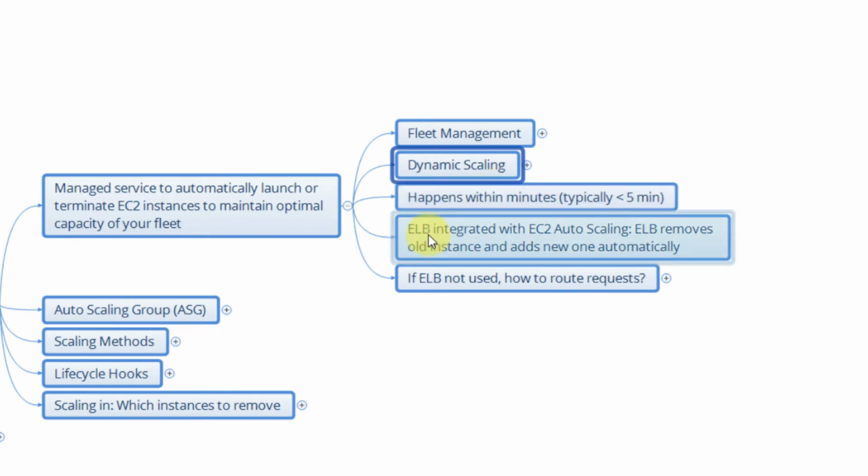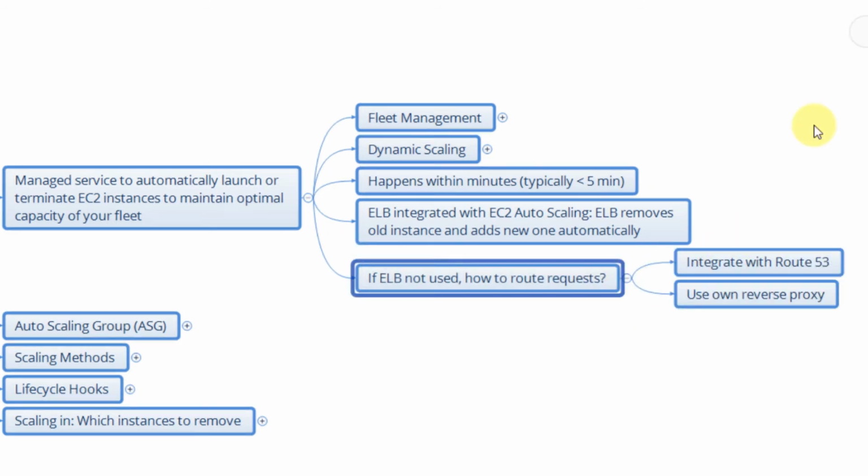If the elastic load balancer is used, it is integrated with EC2 auto scaling, which means ELB removes the old instance and adds the new one automatically. If you do not use the elastic load balancer, then how are requests routed to instances that are added and not routed to instances that are removed? Well, there are two options. You can integrate with Route 53 routing capabilities, or you can use your own reverse proxy, which performs functions similar to AWS elastic load balancers.